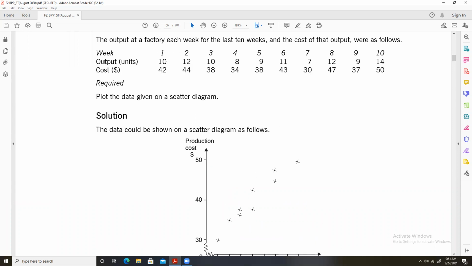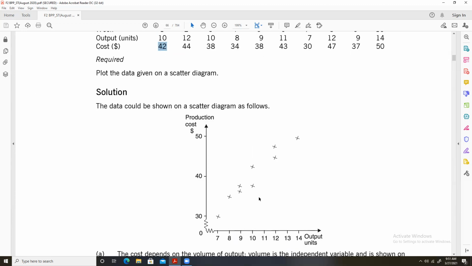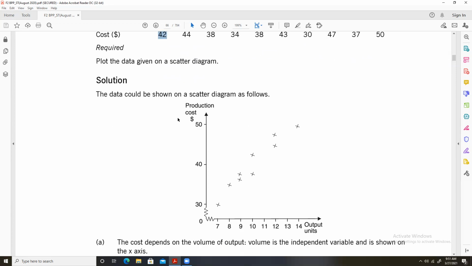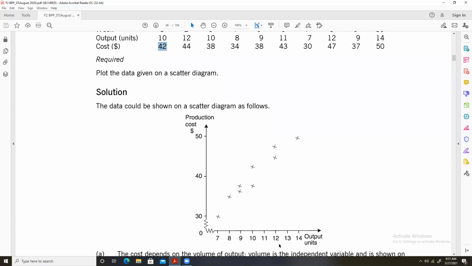For example, here the output in week 1 is 10 units and the cost is $42. So here it is plotted like this.